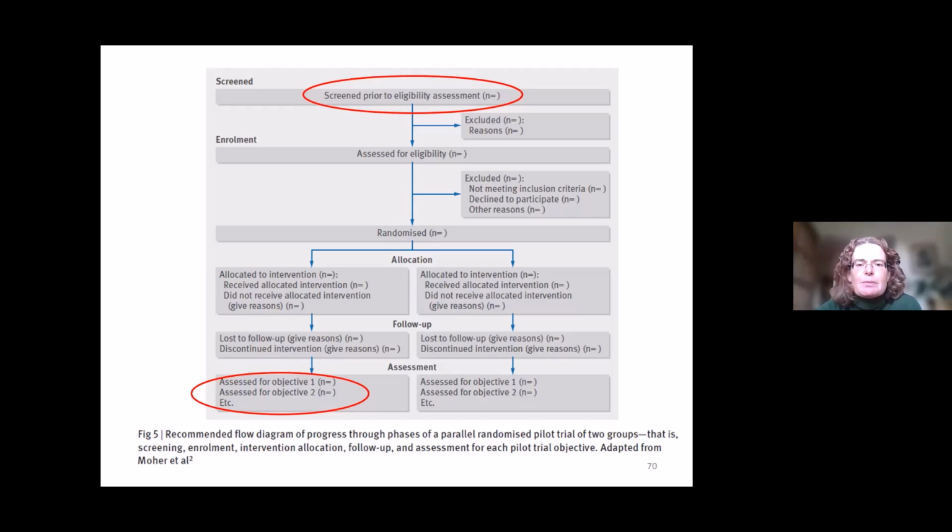Other items, as you can see, pretty much remain the same. We still want a number assessed for eligibility. Really important that we collect information on those patients that might be excluded, either because they don't meet the inclusion criteria or because they declined to participate. I think that's really important that we capture that in a pilot study. Numbers randomized, numbers allocated to the intervention and loss to follow-up will be the same as per a main trial. But really the key difference here is at the bottom, where we're looking at the numbers assessed for each of the objectives as opposed to the main primary outcome.